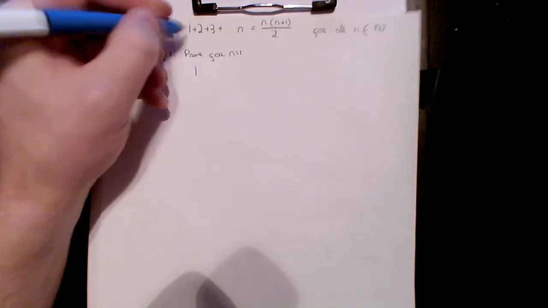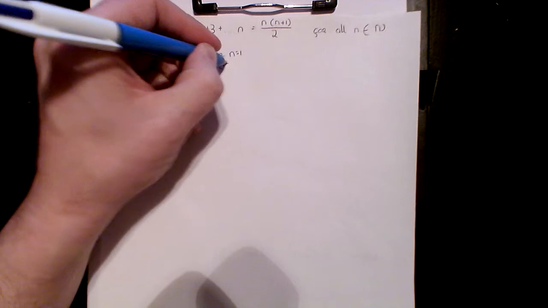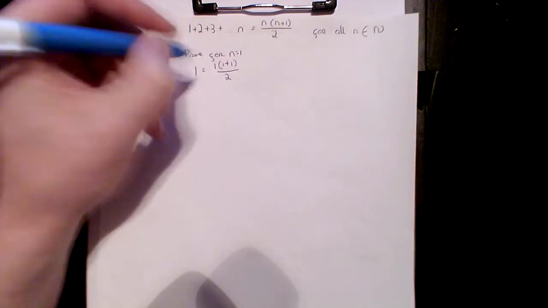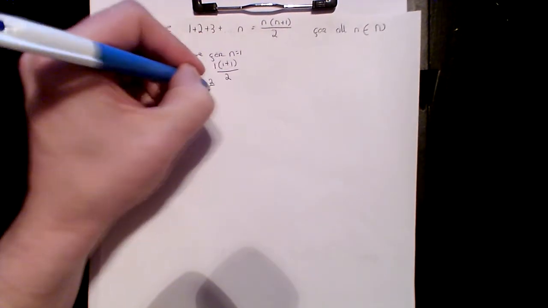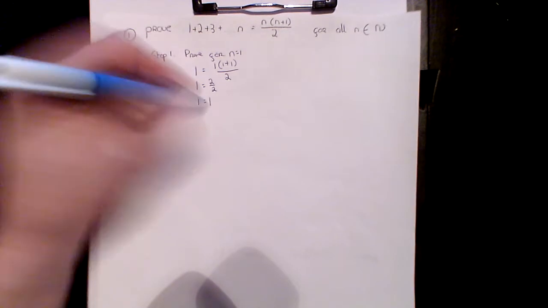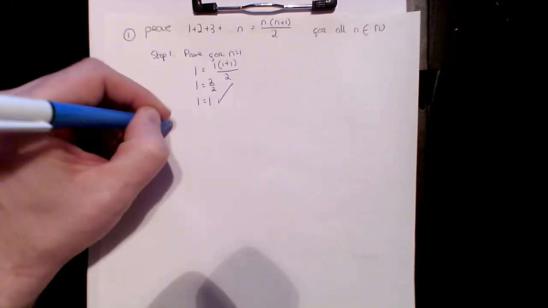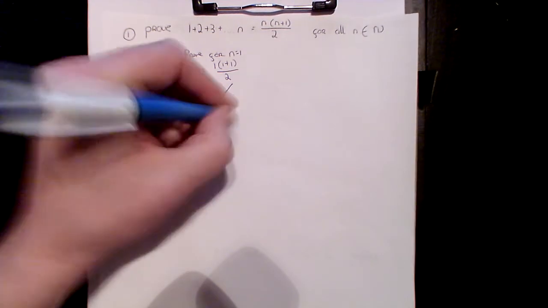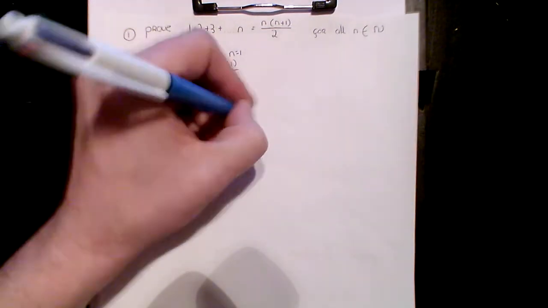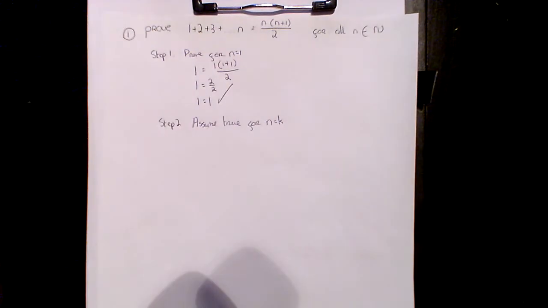So that would be, going in for n equals 1, 1 equals 1 plus 1 is 2, multiplied by 1, multiplied by 2, and 1 equals 1. So that is true. Step 2, assume true for n equals k.